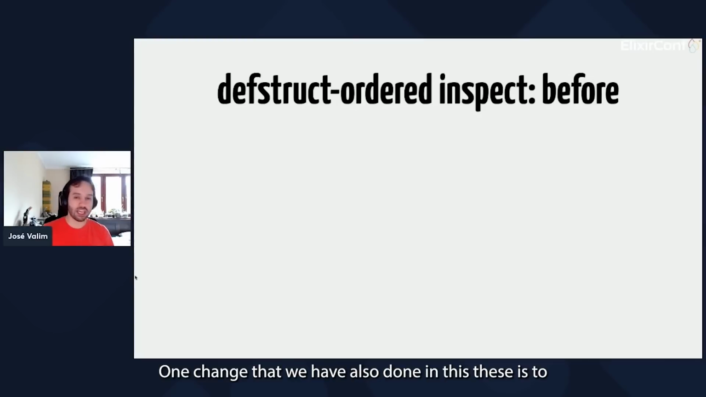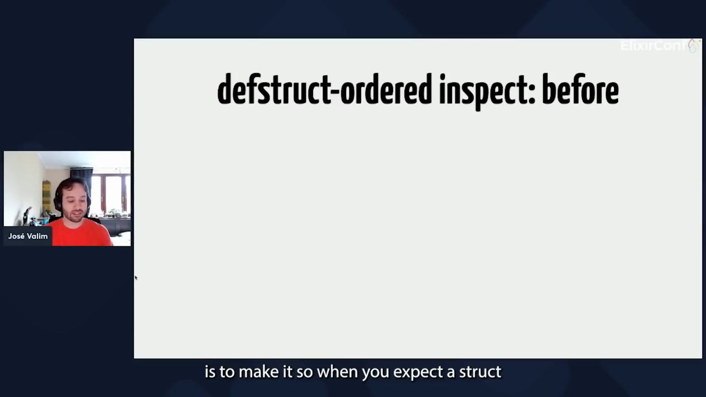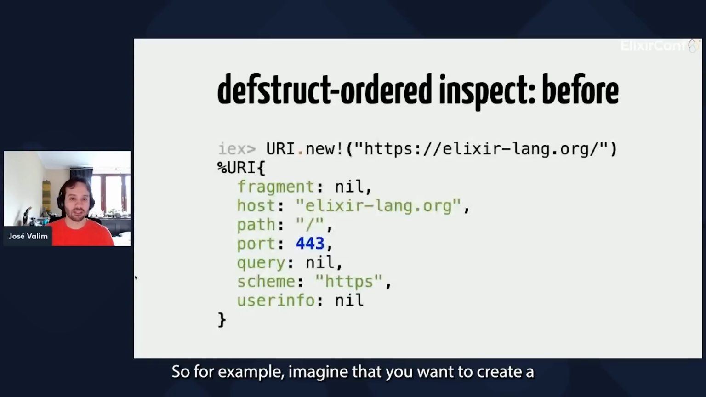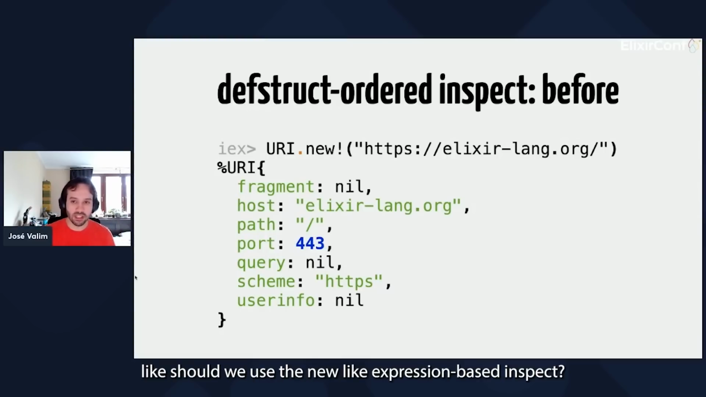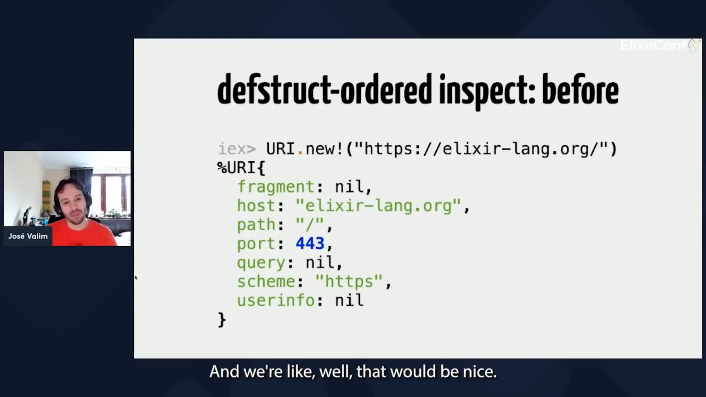Related to inspect, one change that we have also done in this release is to make it so when you inspect a struct, we follow the order of the fields as they are declared in the struct. So for example, imagine that we want to inspect a URI. So we write this code, URI.new, and then we build this URI, okay? So the Elixir team was talking about, should we use the new expression-based inspect? And they were like, well, that would be nice, but the downside of using the expression-based inspect is that we hide the internal fields of the URI, and those fields are public, right? We don't want to hide them.